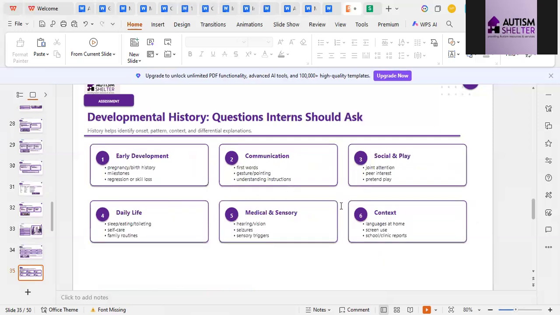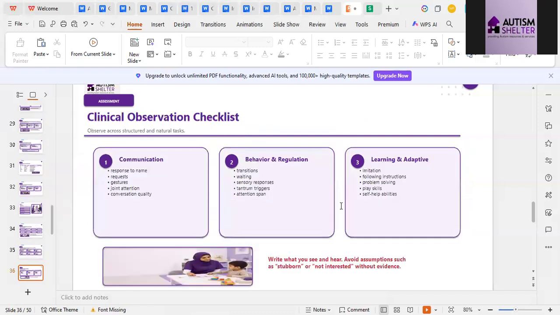These are the things you have to ask. As I told you about the developmental history, you have to ask the parents about early developmental history, pregnancy and birth history, milestones, and then the communication history, social history, daily life history, medical and sensory history, and context history. So you have to write this down.